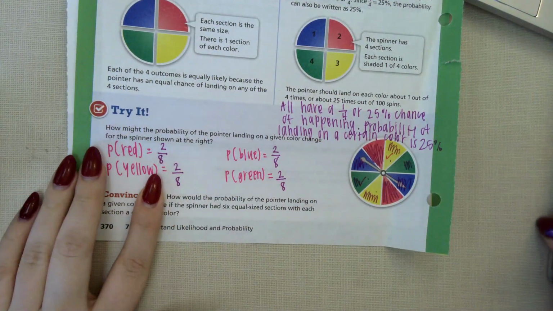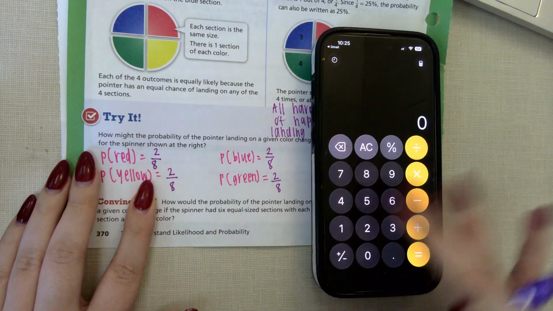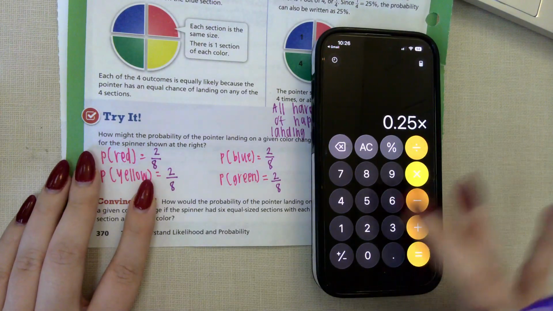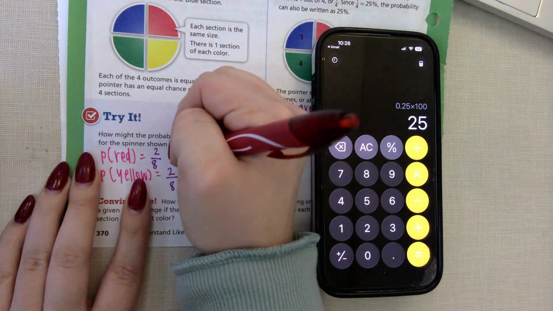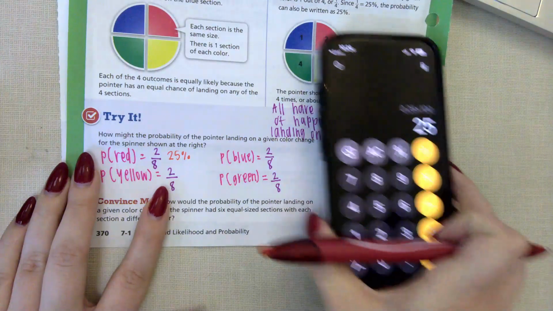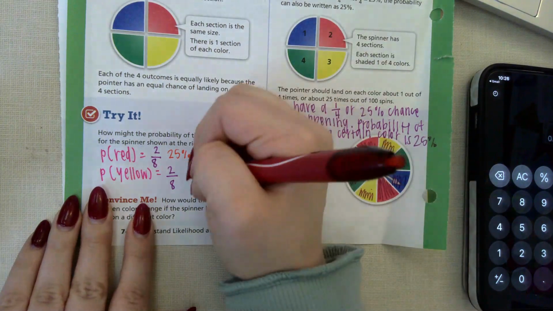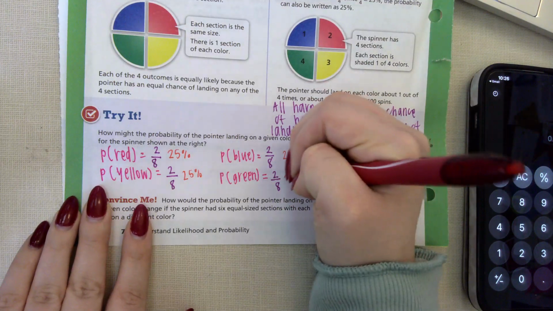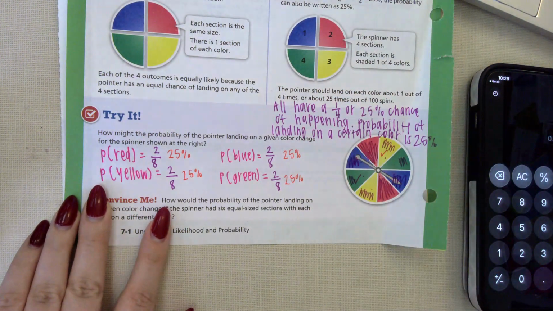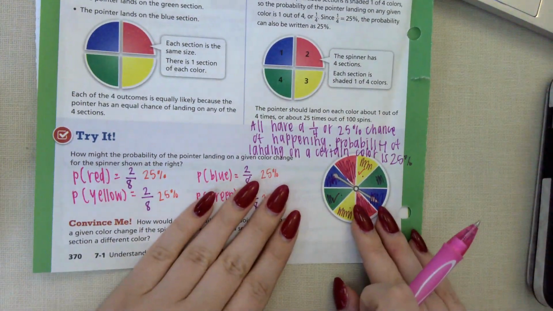Now let's get this into percent form. So I'm going to go 2 over 8, and then multiply that by 100. And for my percent, I get 25%. I can also see that these are all 2 out of 8 because I have equal amounts of sections. So I know that all of these are going to have a 25% chance of happening. So I had a 25% chance of landing on one of these colors.